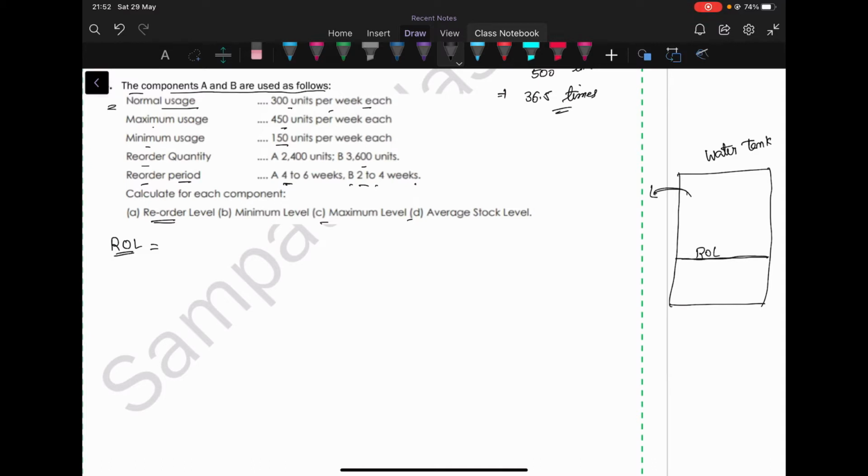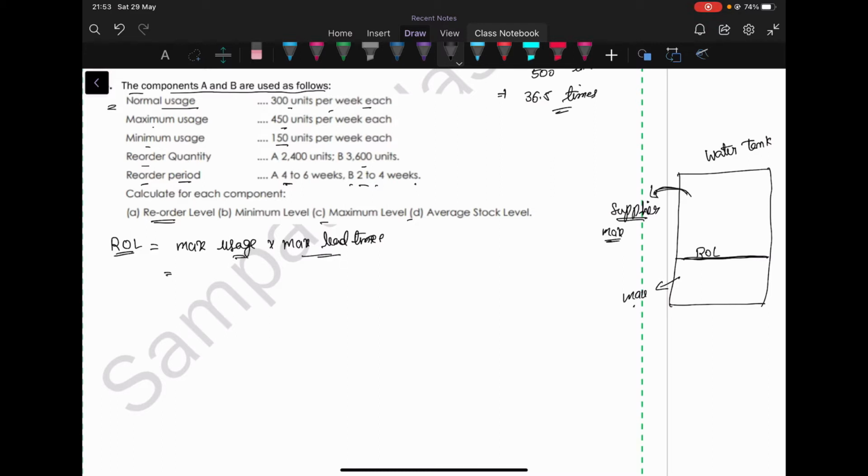What is this reorder level? How to find out? The reorder level formula is maximum usage into maximum lead time. Maximum lead time means the time which is taken to get the water from the supplier. Let's assume that he is taking maximum time, and we will be utilizing maximum consumption. So the reorder level will be maximum usage into maximum lead time.